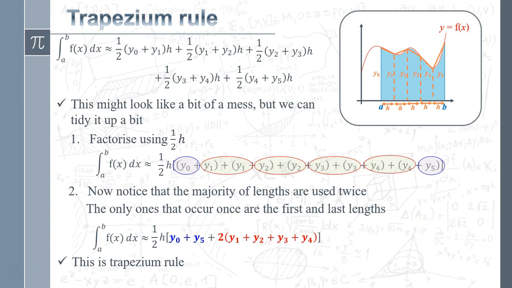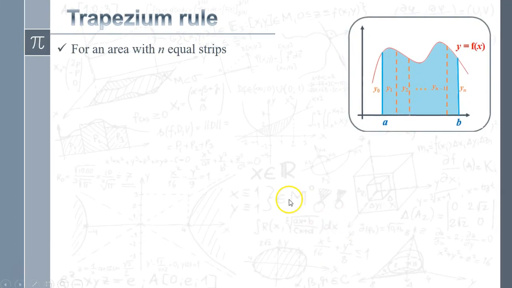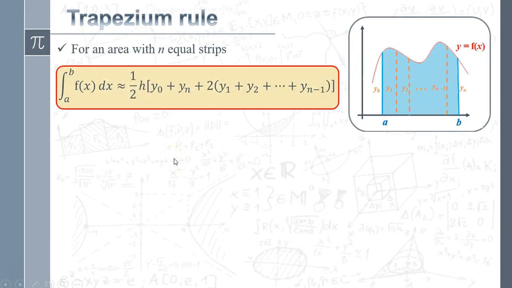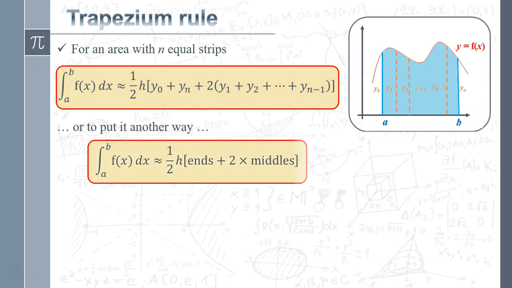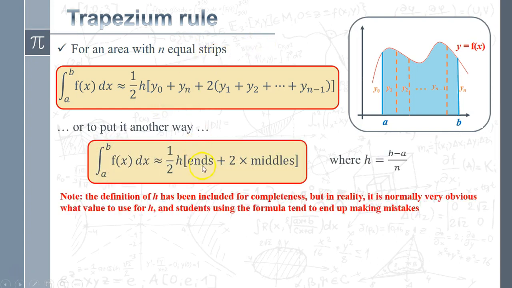We've done it with 5 trapeziums. Let's just now turn that into any number of trapeziums. So for an area with n equal strips, that thing there is trapezium rule. And it still doesn't look particularly nice, but it is actually quite nice and simple to use. And another way to think about it would be to say it's half h times by the ends, which are these two, plus 2 times all the middle strips, which are all those ones there.